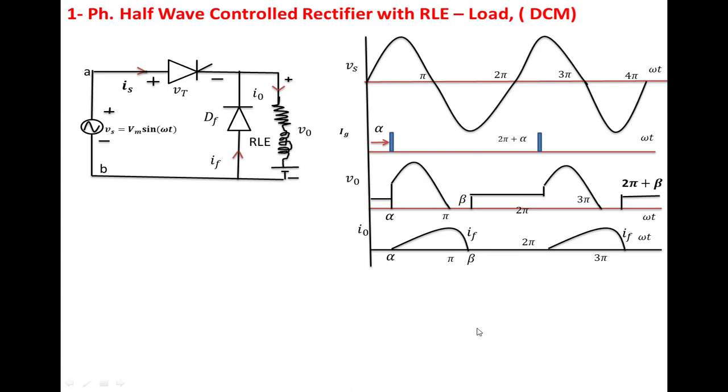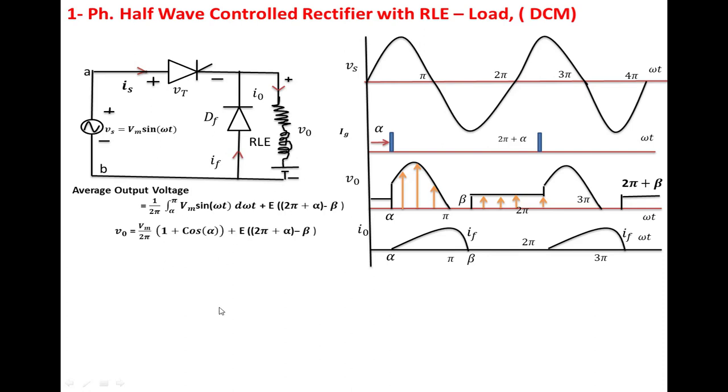Now if you find the average output voltage, the base length of the repeated curve becomes 2 pi. So V0 equals 1 by 2 pi, integral from alpha to pi of Vm sin omega t d omega t, plus E into (2 pi plus alpha minus beta), which gives the area under this curve, whole divided by 2 pi. If we complete this integration, V0 equals Vm by 2 pi into (1 plus cos alpha), plus E by 2 pi into (2 pi plus alpha minus beta).